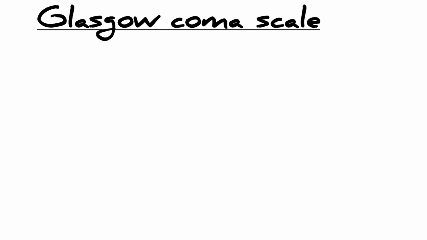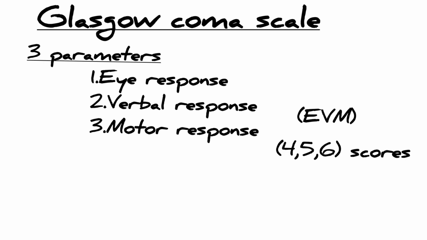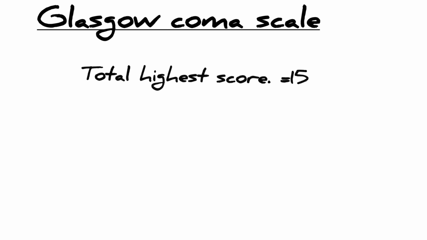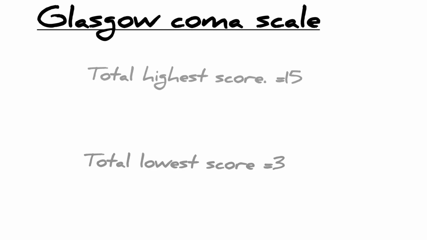The Glasgow Coma Scale involves 3 parameters: the eye response, the verbal response, and the motor response of the patient, usually abbreviated as EVM. Each carries 4, 5, and 6 scores respectively, in that ascending order. Therefore, the total Glasgow Coma score is 15 and the lowest score is 3. Now let's start with the eye response.